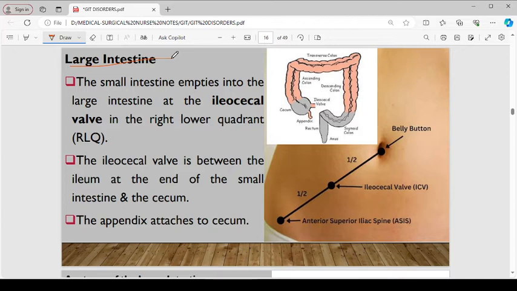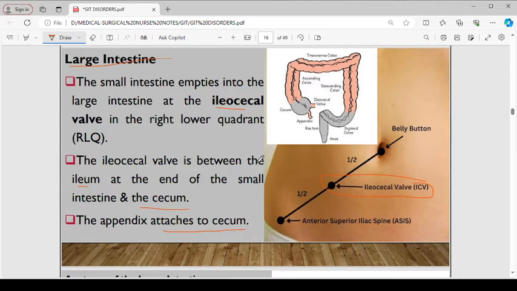What about the large intestines? The small intestines empties into the large intestine at the ileocecal valve. This ileocecal valve is found in the right lower quadrant. You can see the place. The ileocecal valve is between the ileum at the end of the small intestines and the cecum. The appendix attaches to the cecum.